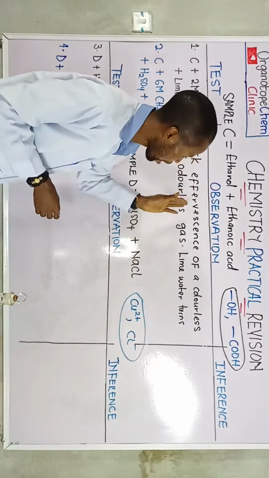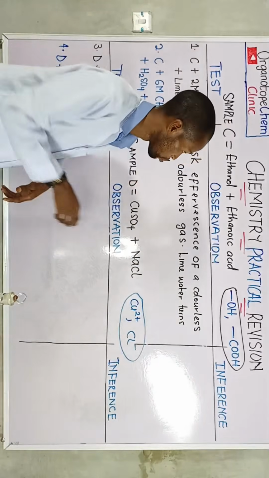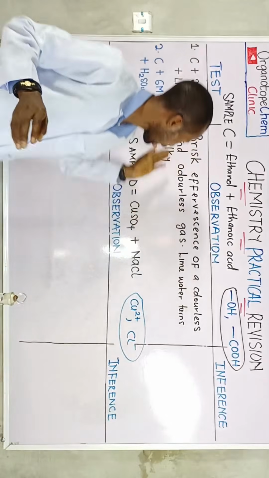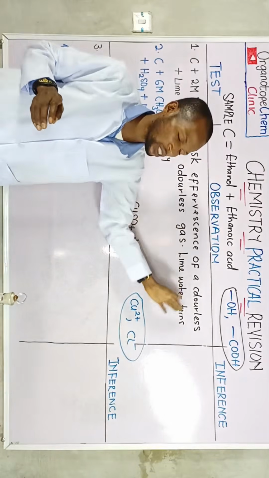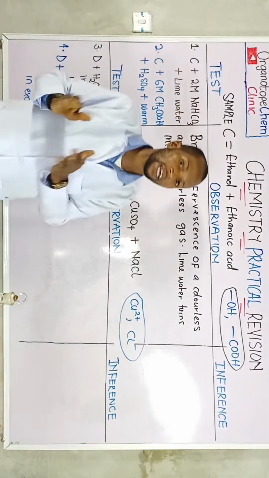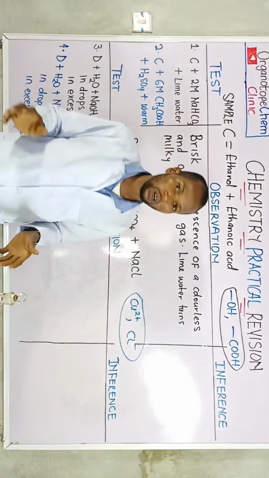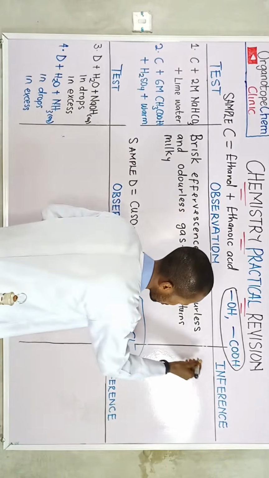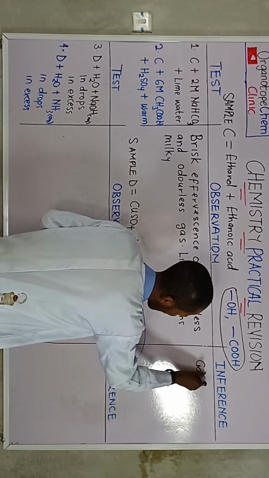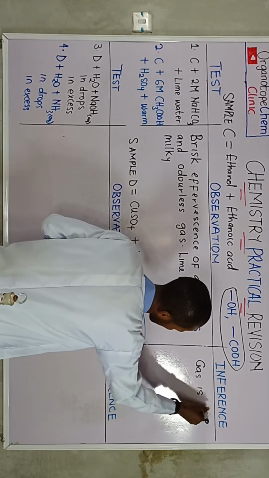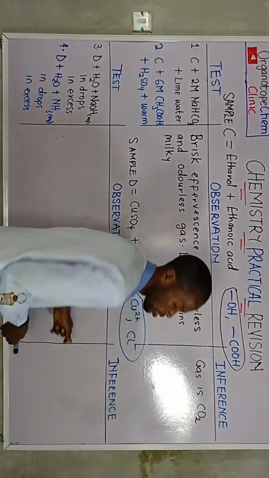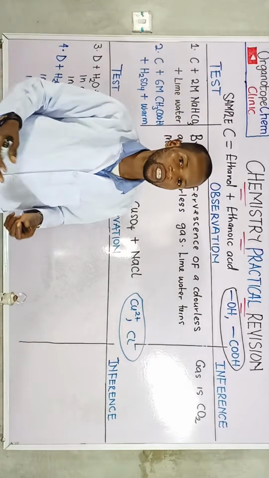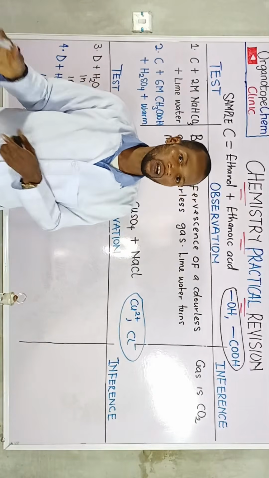So I've been able to break the observation into two. We have brisk effervescence of a colorless and odorless gas. Lime water turns milky. When you pass the gas through lime water, it turns milky. Now, what will be the inference for this test? We are going to have gas is CO2. Okay? So it is only CO2 that tends to give that positive test, where lime water turns milky.